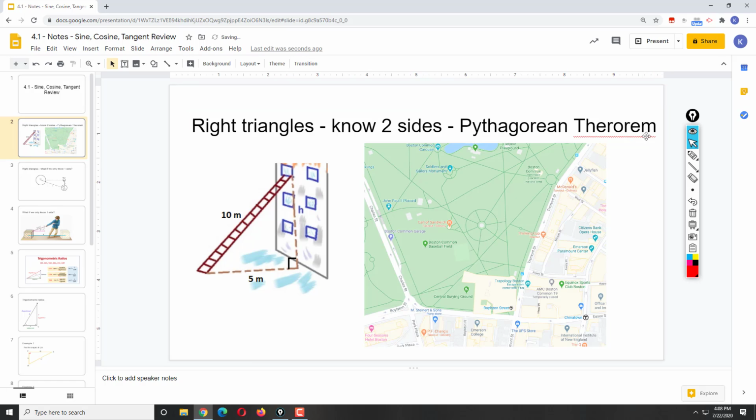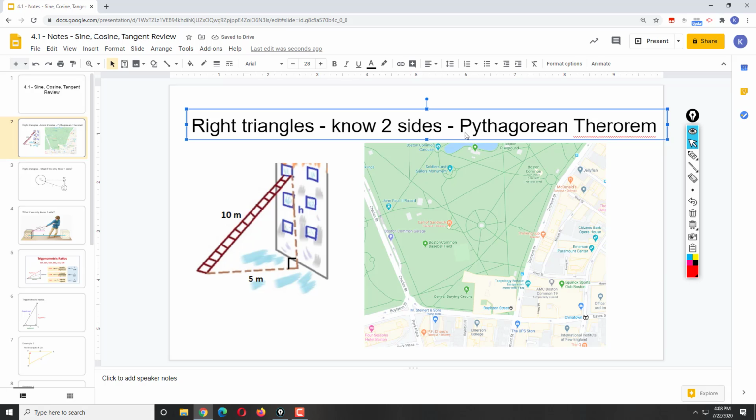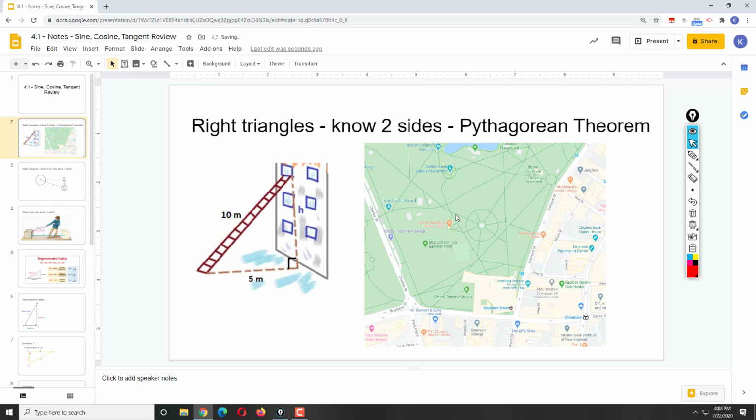So for this one, let me spell Pythagorean theorem correctly. Theorem. We see that the hypotenuse is the longest side, so we know that this side is called the hypotenuse. That's the longest side. H must be shorter than the hypotenuse, so we know we're subtracting. So what we're doing is to find the height.